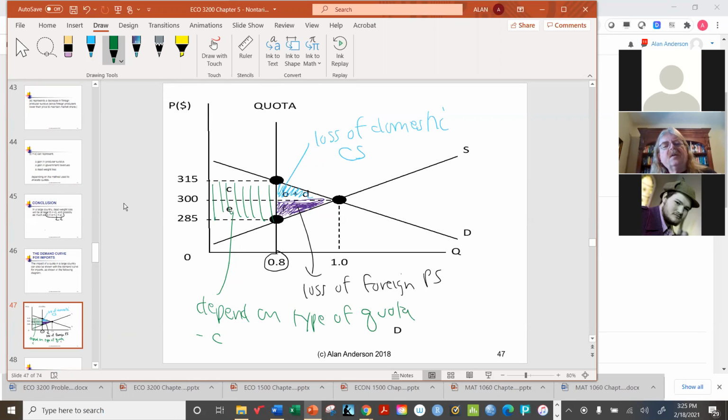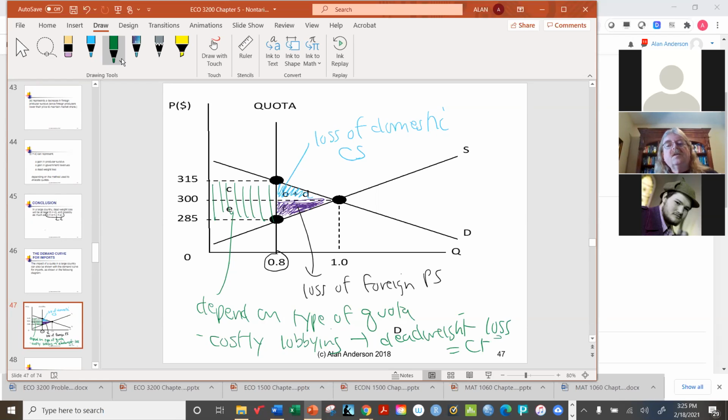So the costly quotas that we saw earlier with lobbying would lead to this, which means that the deadweight loss is both. So that would mean that all of this colored area is the total deadweight loss from the quota in the large country. If not, if we're raising money from issuing those licenses, we could potentially get rid of C and E, but we'd still have these two regions that represent deadweight loss.